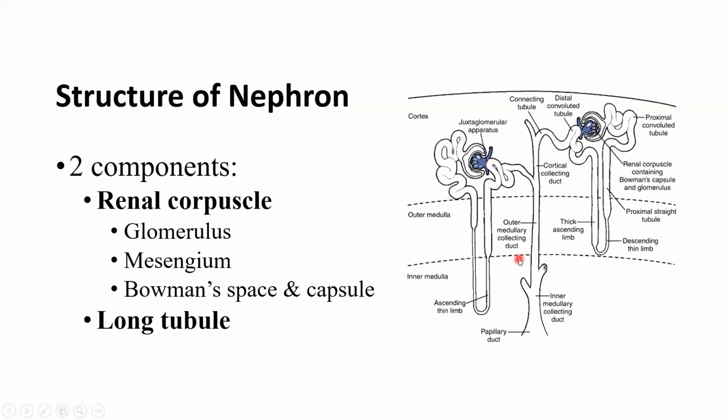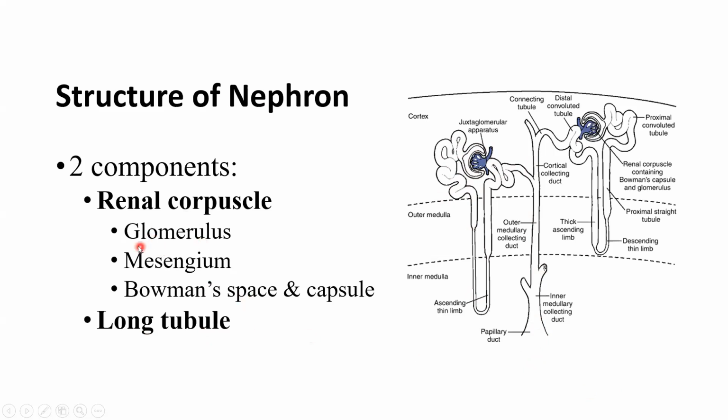juxtamedullary nephron. So again, an anatomical classification is: the nephron is a renal corpuscle and a long tubule. As far as terms are concerned, this whole thing here is called the renal corpuscle, which then becomes continuous with the long tubule of the nephron. It goes all the way to the collecting duct, goes into the papilla, and then becomes continuous with the renal pelvis and the ureter, and so on.